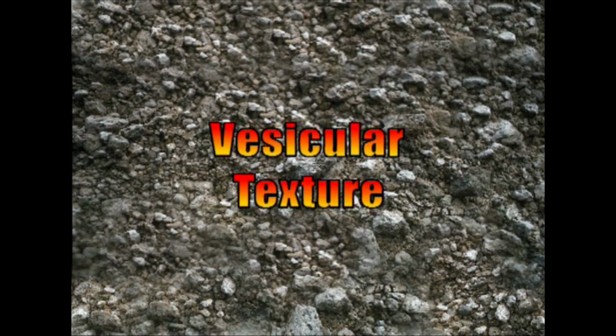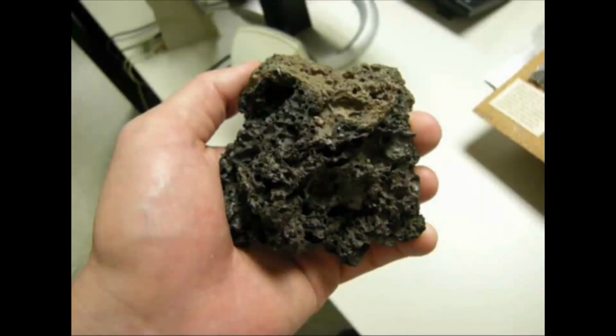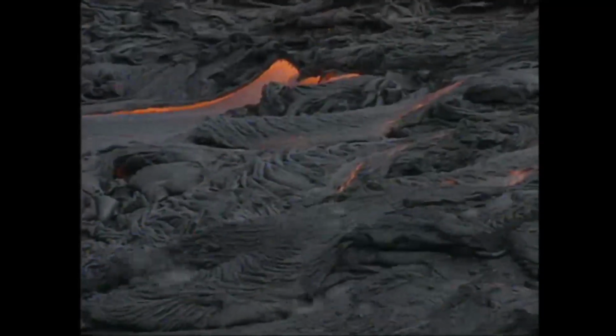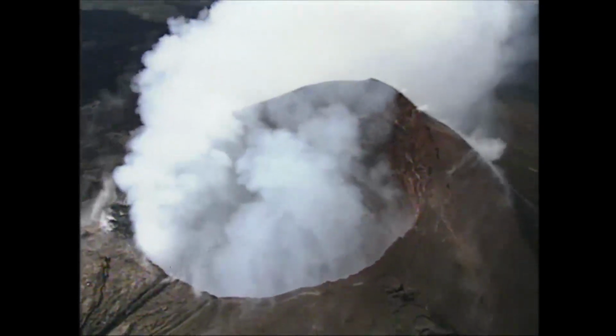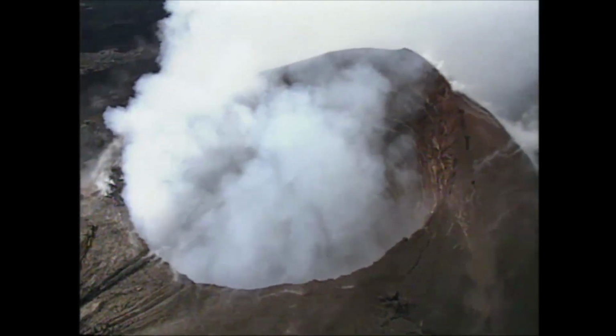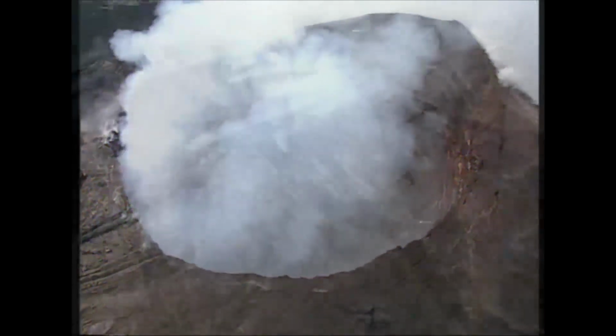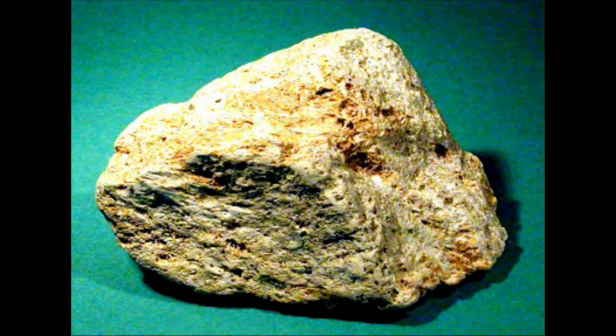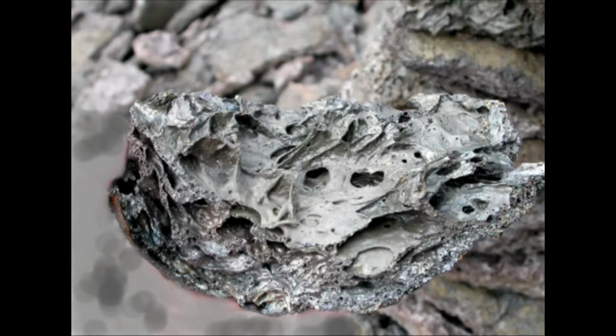Vesicular texture. This term refers to vesicles within the igneous rock. Vesicles are the result of gas expansion which often occurs during volcanic eruptions. Pumice and scoria are common types of vesicular rocks. The image on the screen shows basalt with vesicles, hence the name vesicular basalt.